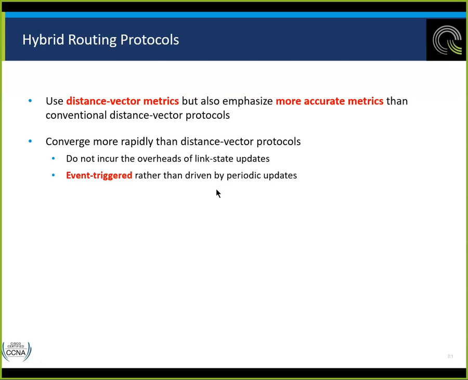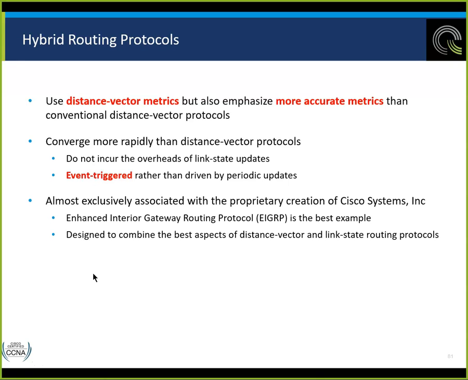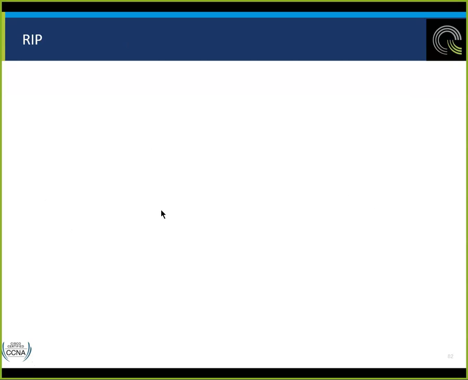Still, periodic updates, back to RIP, shares the entire route table with everybody on a regular basis. EIGRP is exclusively a product of Cisco, the Cisco proprietary protocol that we use.